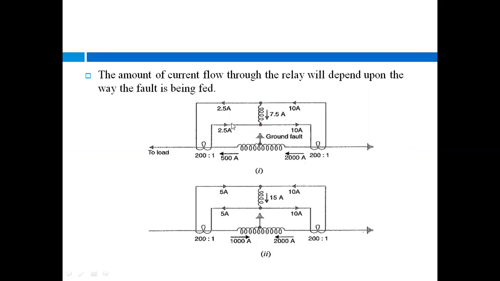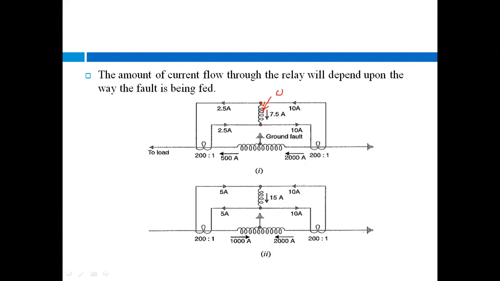So here we can see that at the below side, the incoming current is 2.5 ampere and the outgoing current is 10 ampere. Or if you consider this upper node, then here also the incoming current is 10 ampere and the outgoing current is 2.5 ampere. Whatever the difference between these currents is will flow through this operating coil.